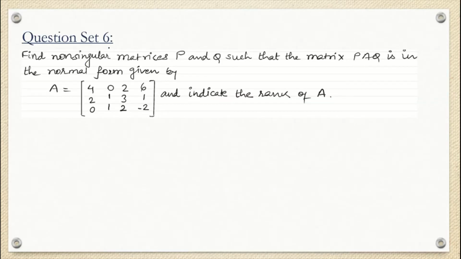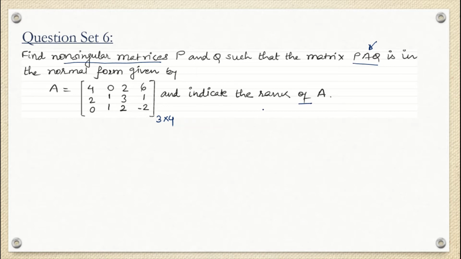So here is the question where we have to find non-singular matrices P and Q such that the matrix PAQ is in the normal form. This matrix A is given to us. The matrix has 3 rows and 4 columns, so this is a 3 cross 4 matrix. Then we have to find the rank of the matrix.